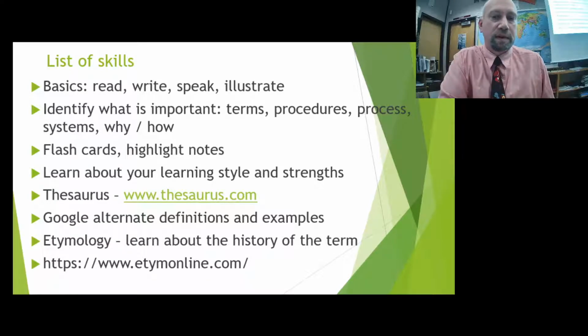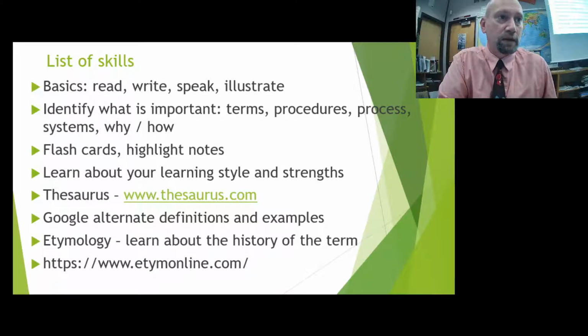And also sometimes people spend so much time studying the definitions, they forget to spend time looking at things like the process, the procedures, systems, and the why and how. Make sure not to skip studying those types of things, especially if the teacher says, hey, this process is important or this diagram is important. Flashcards work very well for some. Highlighting notes. A shortcut for flashcards is instead of making flashcards, you can actually cover up definitions and test yourself. Testing yourself is one way to study as well.